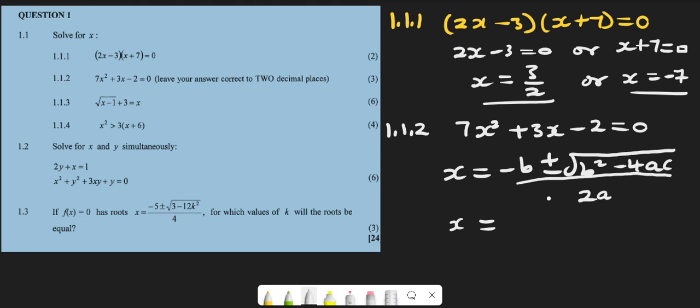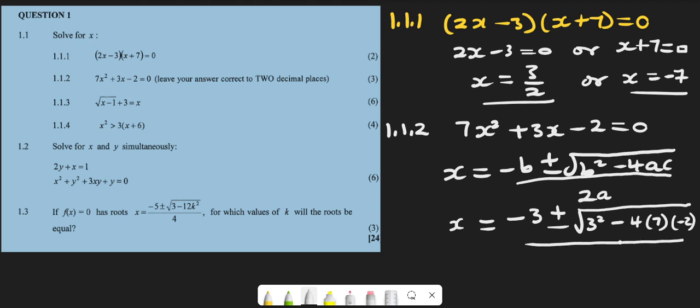There is no mark for writing the formula, but there is a mark for writing down the correct formula and substituting correctly. So we have this negative from the formula, and then we put our value for b, which is the coefficient of the middle term, which is 3, and then plus or minus. We said our b is 3, which means we are going to square it, and then minus 4 multiplied with our a, which is 7, multiplied with our c, which is negative 2 in this case, and then we divide by 2 multiplied by 7.